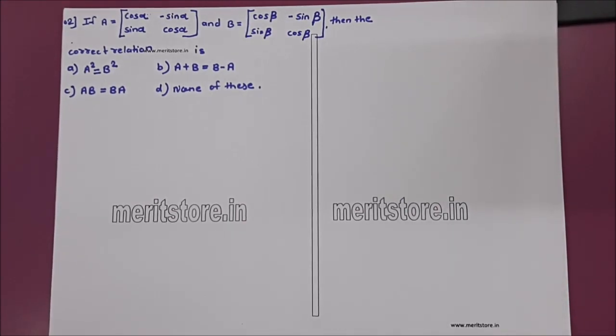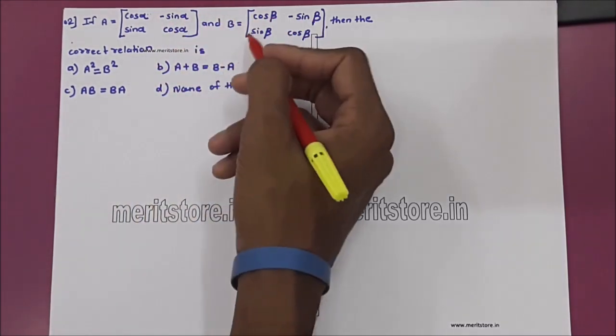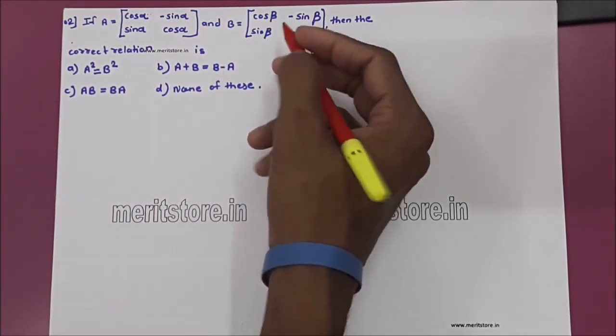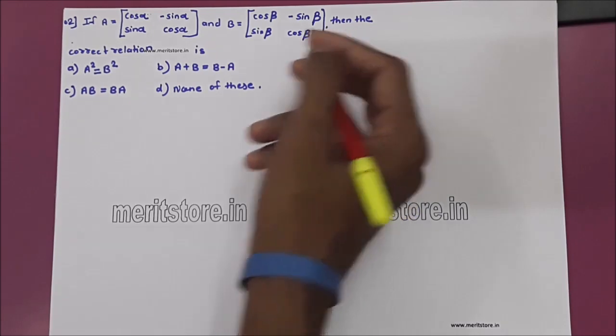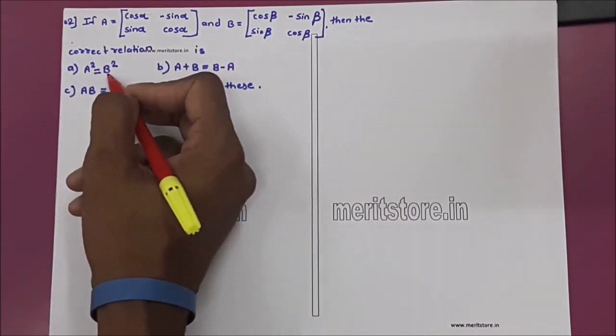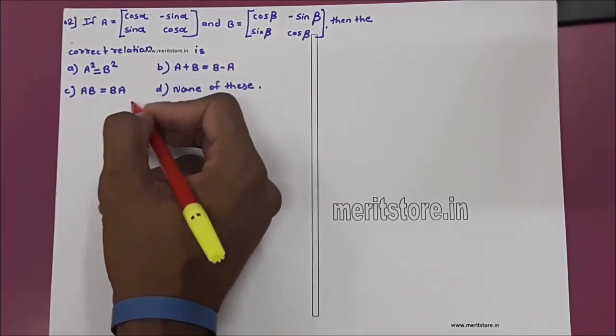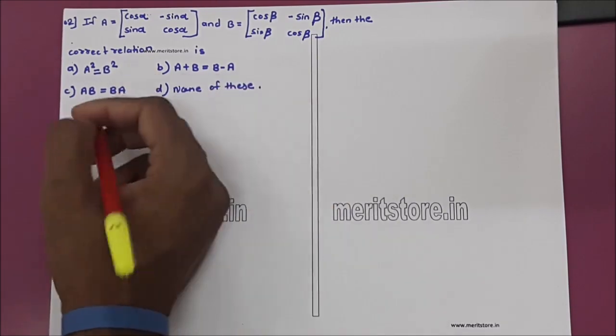Question 2. If A is equal to the matrix [cos alpha, minus sin alpha; sin alpha, cos alpha], and B is the matrix [cos beta, minus sin beta; sin beta, cos beta], then the correct relation is: A, A square is equal to B square; B, A plus B is equal to B minus A; C, AB is equal to BA; and D, none of these.